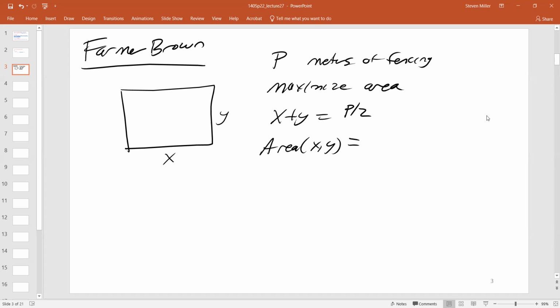xy. So what we want to do is maximize the area, but it's a function of two variables. We only know how to maximize functions of one variable. Now in multivariable calculus, you'll learn hopefully Lagrange multipliers and ways to do this. Right now in this class, the only way we can do this is to reduce this to a one variable problem. How can we reduce this to a one variable problem?